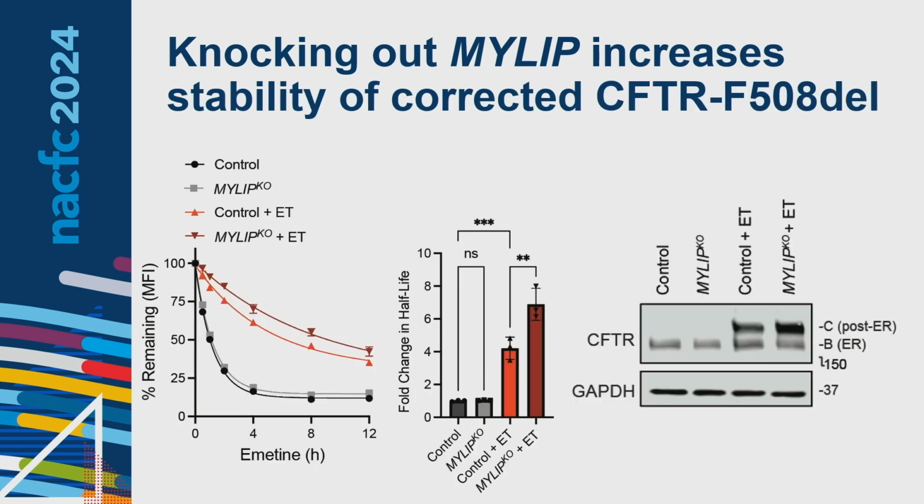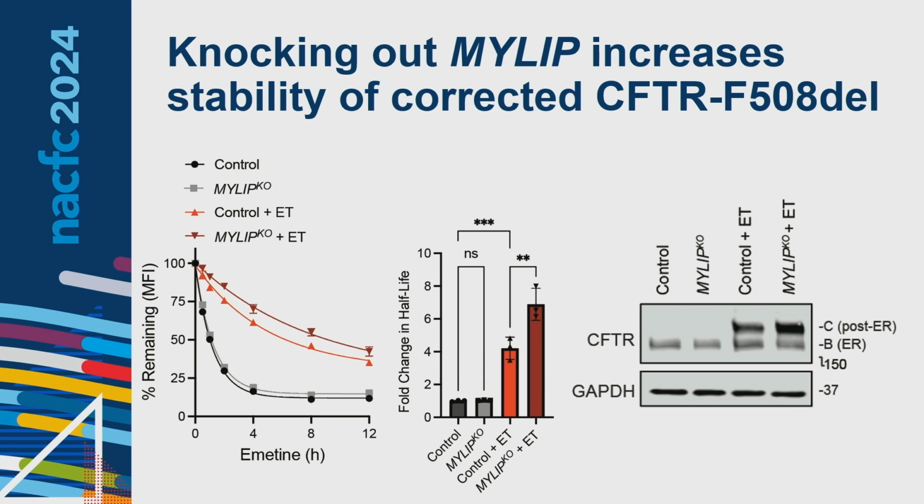So it also incidentally increases the stability of corrected CFTR F508 delta. So when you look at these degradation curves, you can see that knocking out MyLip has no impact on uncorrected F508 delta, but when you knock out the gene and add in the correctors, you do see this nice substantive increase in the protein half-life. And you can see there's also a nice increase in the amount of band C.